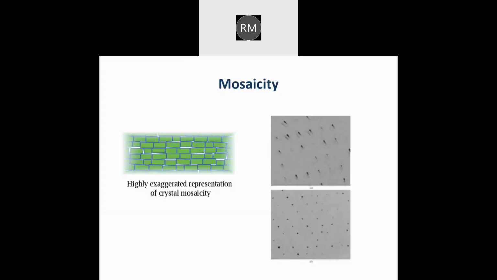Sometimes what happens, the crystals are not perfectly packed. They have mosaicity, like all bricks are not arranged perfectly regularly. There are gaps or there is a tilt in the bricks and all those things. So that gives weird diffraction patterns, and it is very difficult to process this kind of data. So you want the lower one, which shows a good diffraction pattern. This is a bad diffraction pattern because of the defects in the crystals.